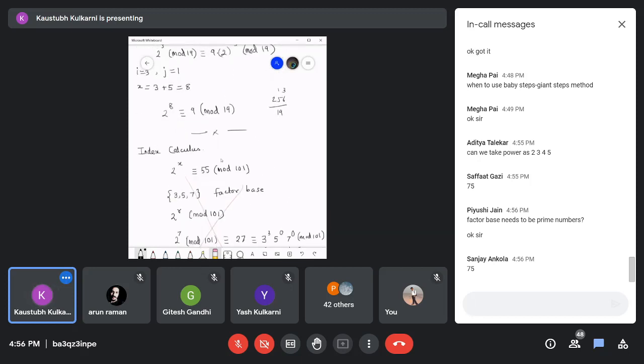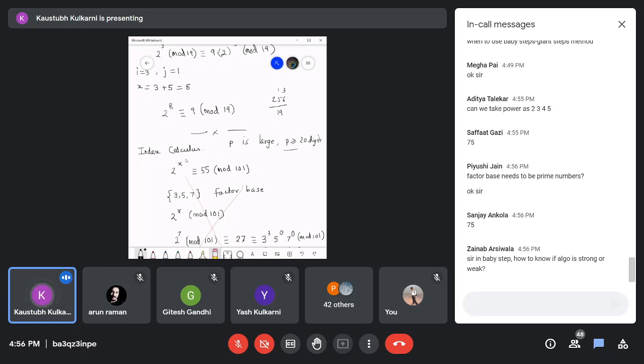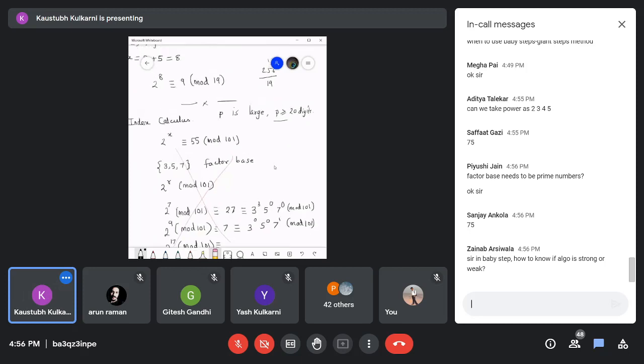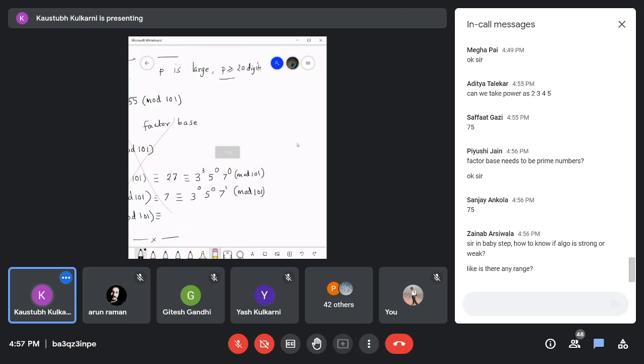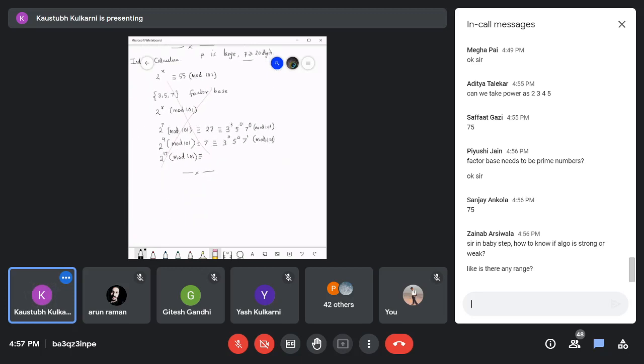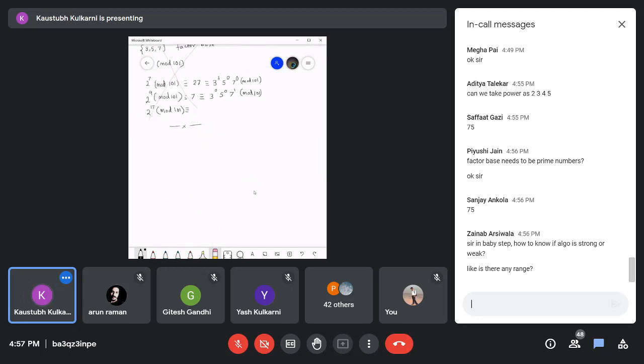And why do we require this method? This is required only when p is large, that is, p is greater than or equal to about 20 digits. I will share some article or video regarding index calculus, because this cannot be in your tutorial or exam. After watching the video or going through the link, if you have any questions about that method, I can solve your doubts individually. So let's skip this method from the curriculum point of view. I'll share the link later.